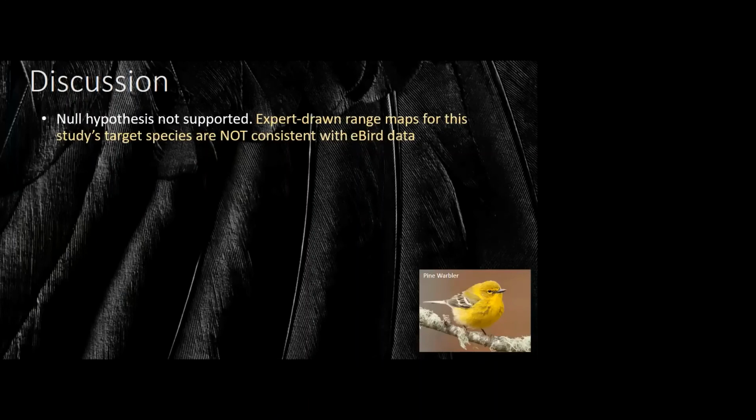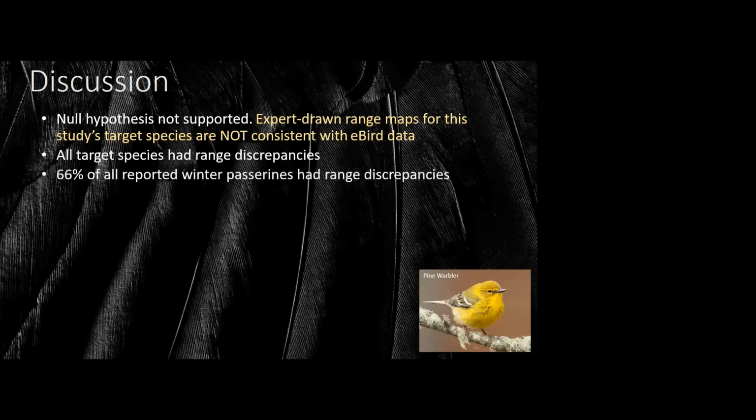So it turns out, through looking at these target species, my null hypothesis was not supported. Expert drawn range maps for the study's target species are not consistent with eBird data. All of the target species had range discrepancies. The expert range maps did not jibe with what the eBird data reported out.